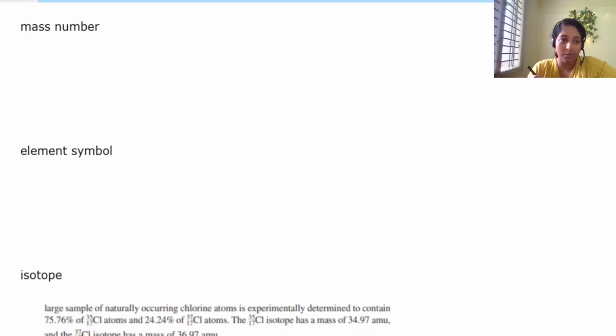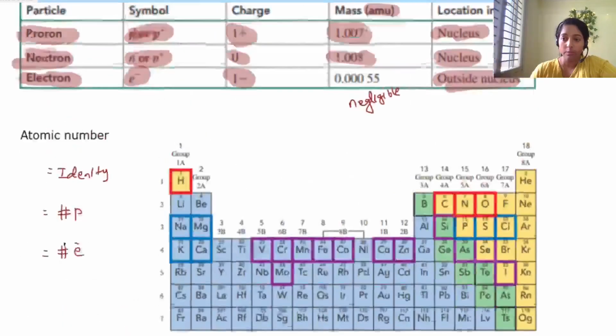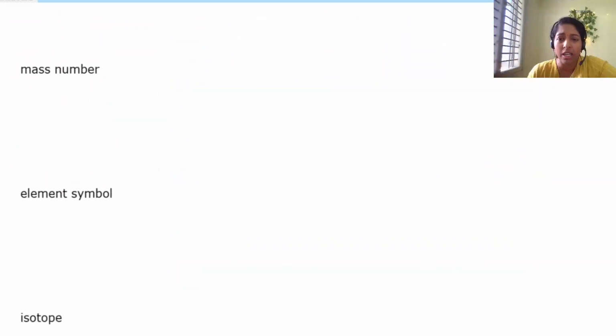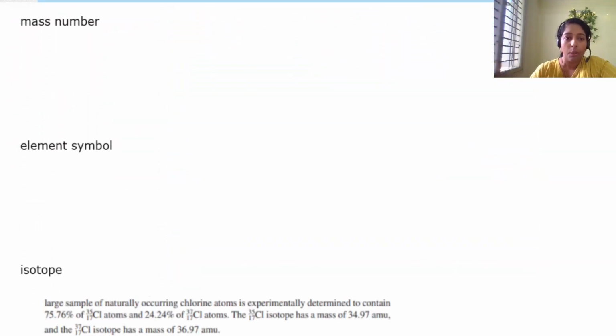So what do you mean by mass number? In an atom, the mass contributing things are protons and neutrons, correct? We have already seen this one. Electrons are negligible; protons and neutrons contribute to the mass of an atom. Do not think mass number is the mass of an atom. No, it is not the mass of an atom, but the sum of protons and neutrons, just a number. Sum of proton plus neutron is what we call mass number.